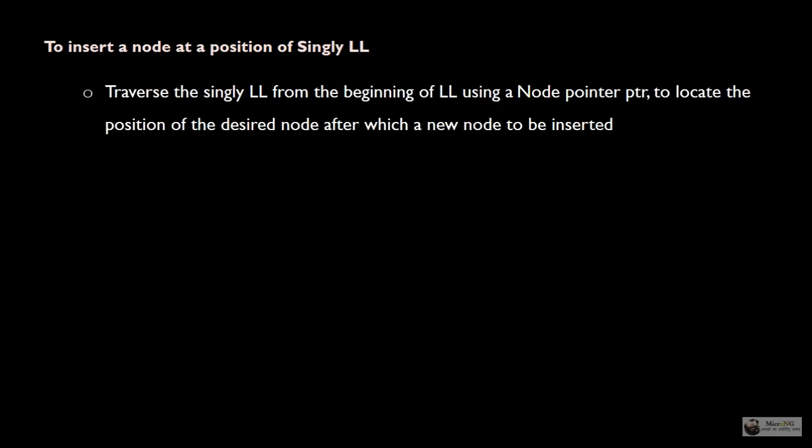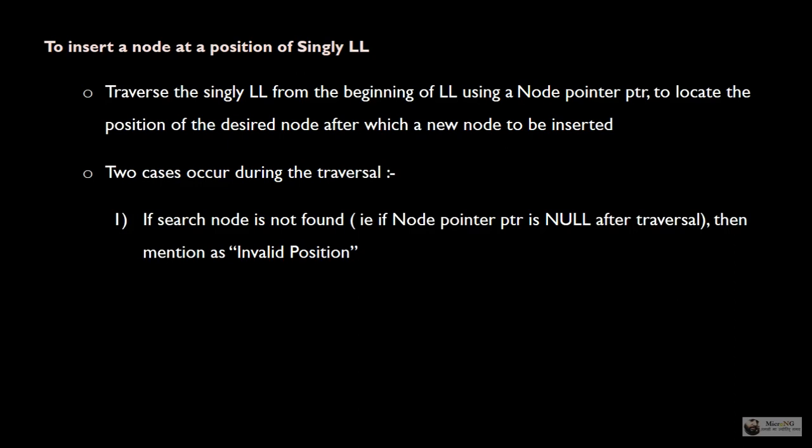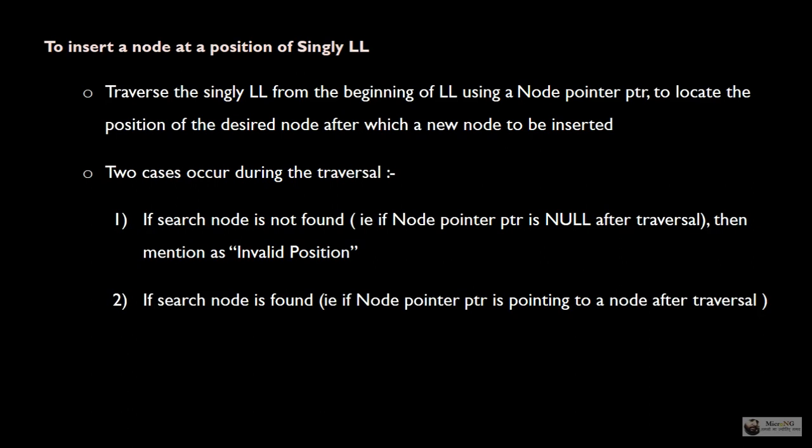To insert a node at a position of single linked list, traverse the single linked list from the beginning using a node pointer PTR to locate the position of the desired node, after which a new node has to be inserted. Two cases can occur during the traversal. First case, if the search node is not found, that is if node pointer PTR is null after traversal, then mention it is an invalid position. Second case, if the search node is found, that is if node pointer PTR is pointing to a node after traversal.